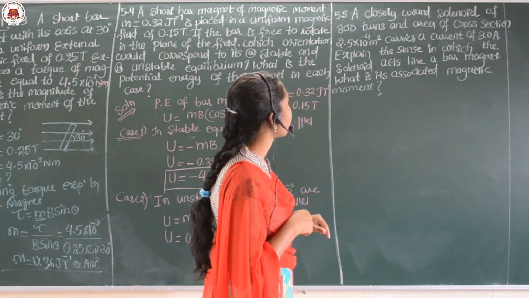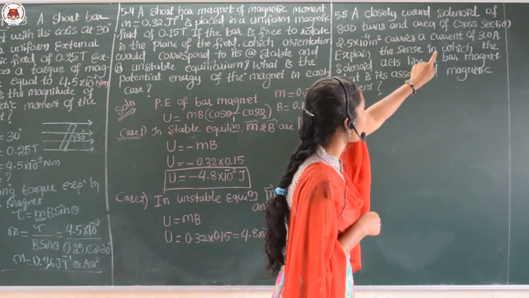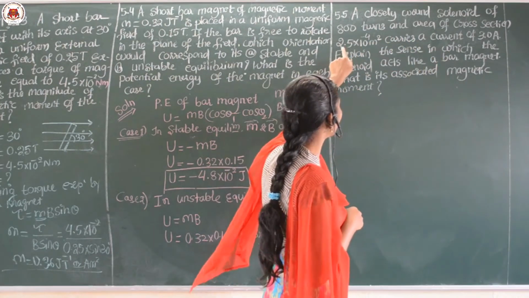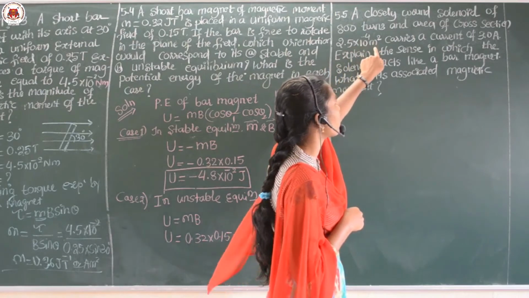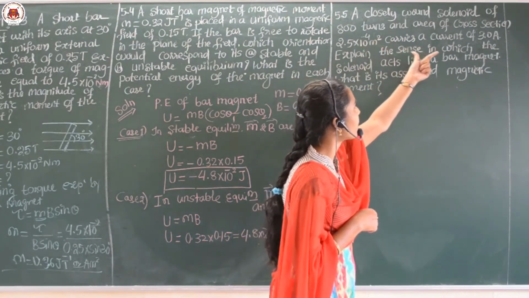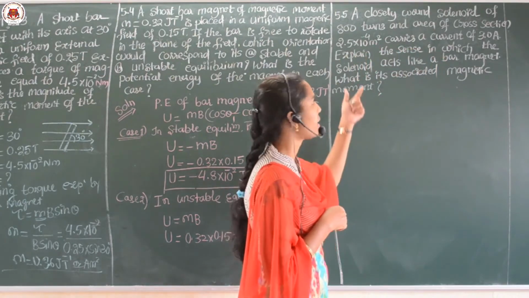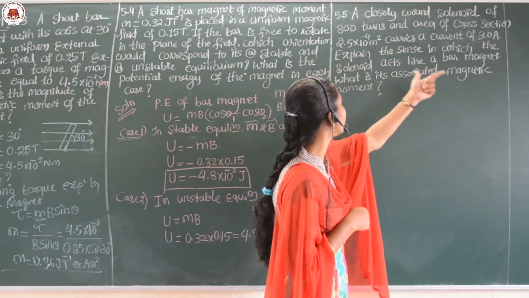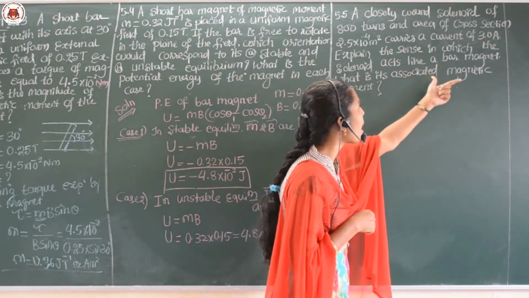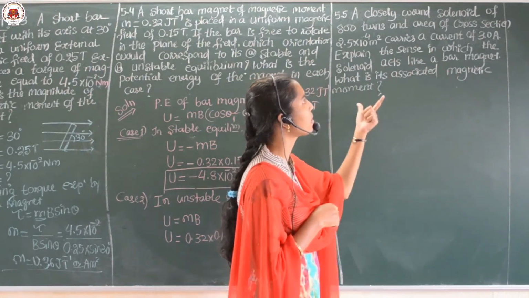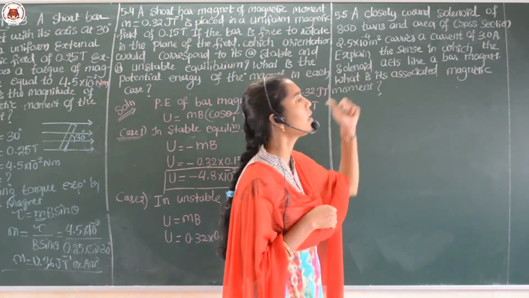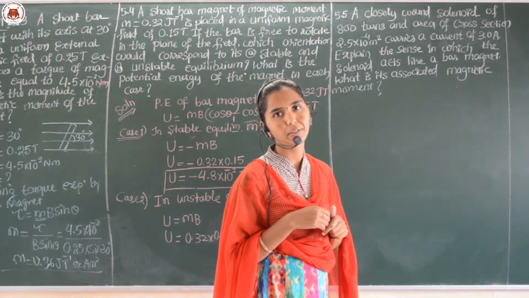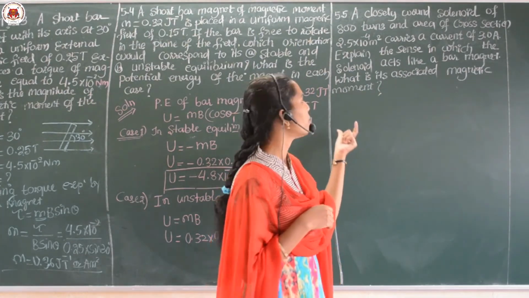Coming to the question: a closely wound solenoid of 800 turns and area of cross section 2.5 into 10 raised to minus 4 meter square carries a current of 3 ampere. Explain the sense in which the solenoid acts like a bar magnet. What is its associated magnetic moment?